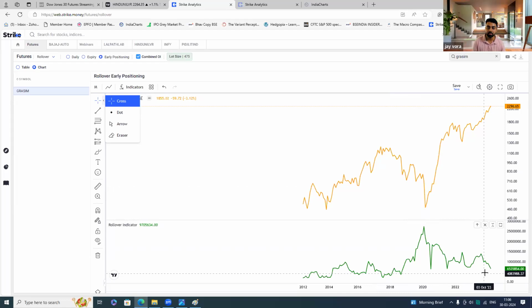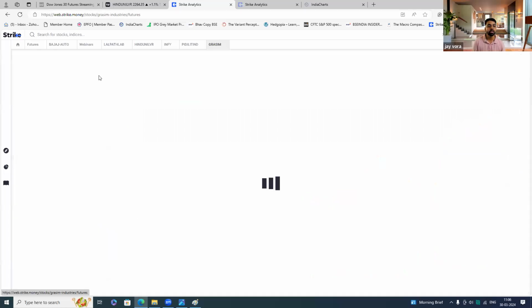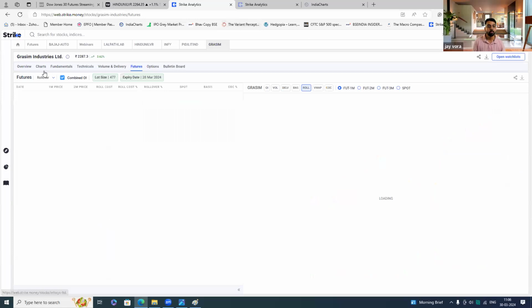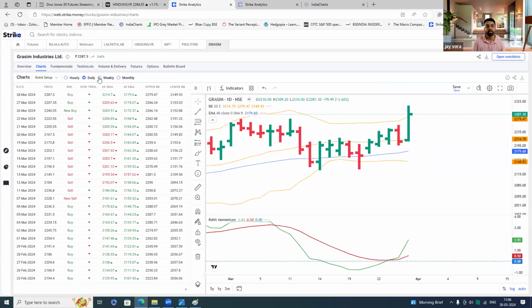And in fact, once again, if you see Grasim, it is now coming back towards its lowest point in the last 3 or 4 years. So then, is this a sign of distribution or can it continue? And for that, what you have to actually do is go into the stock, go to the chart, look at what the weekly, monthly trends are telling you.